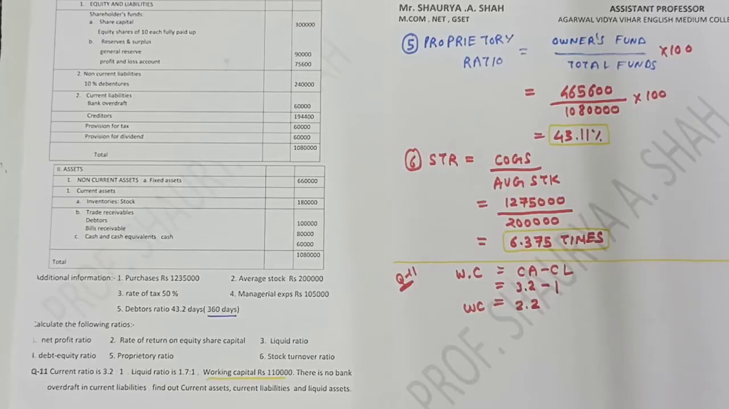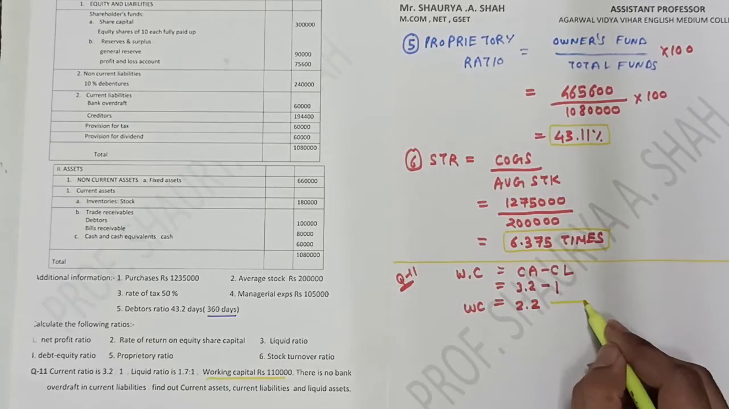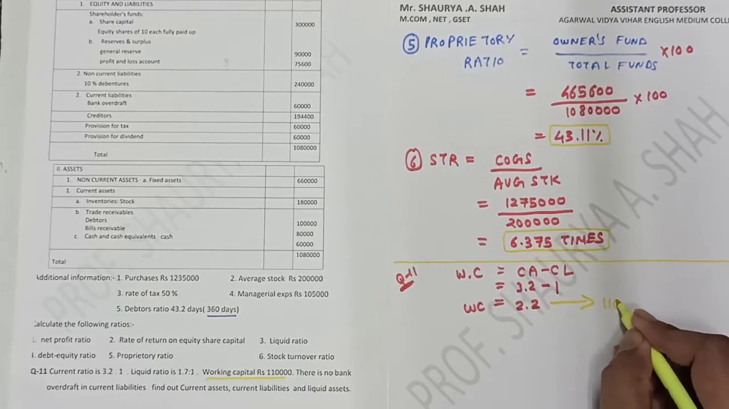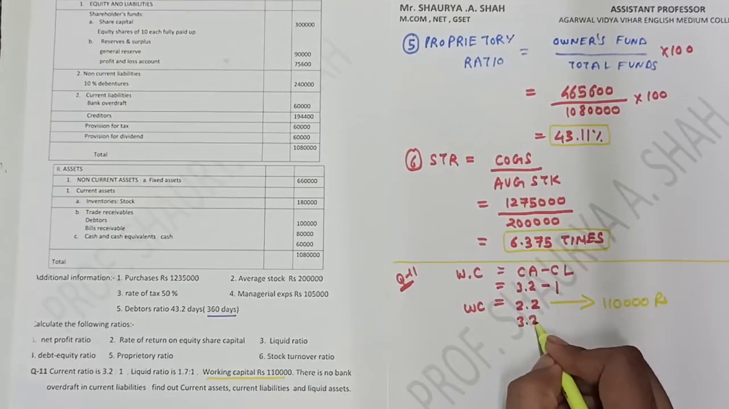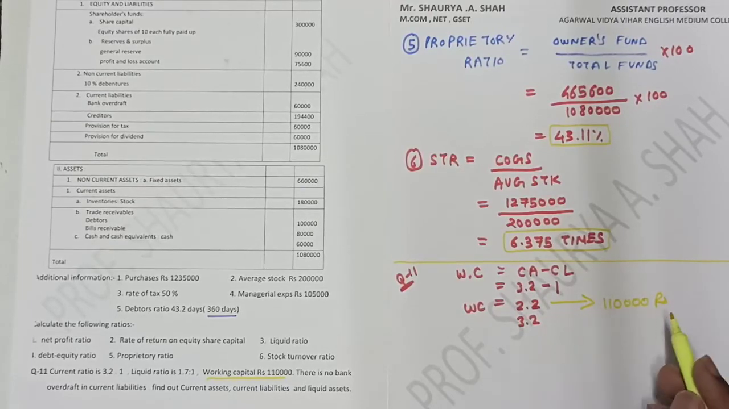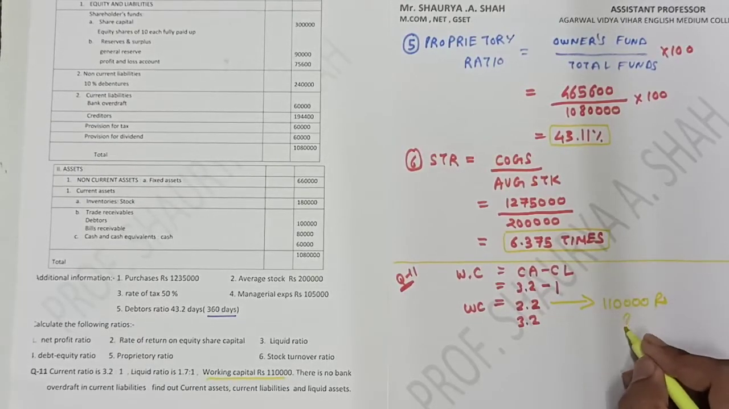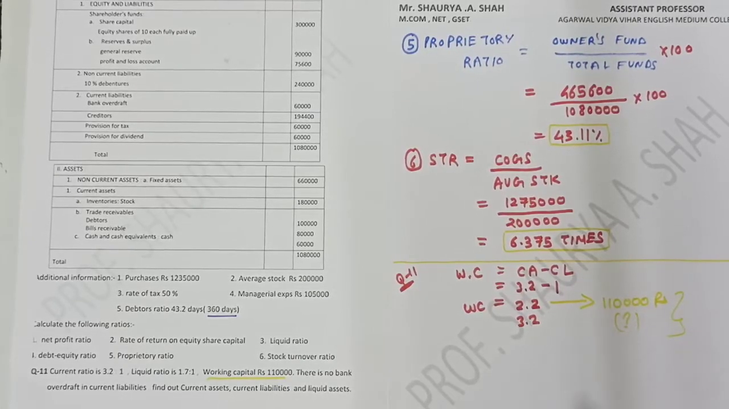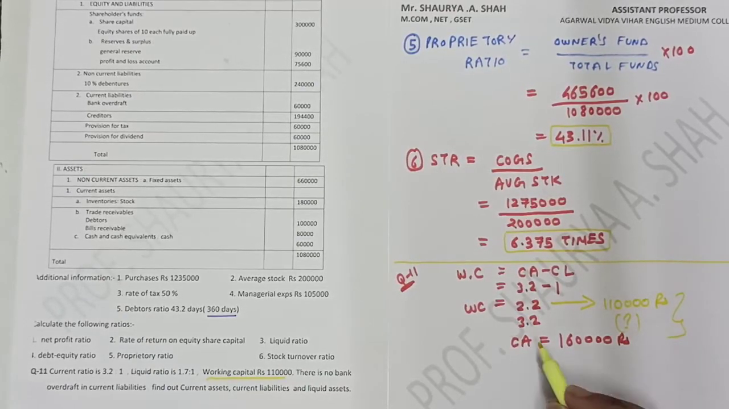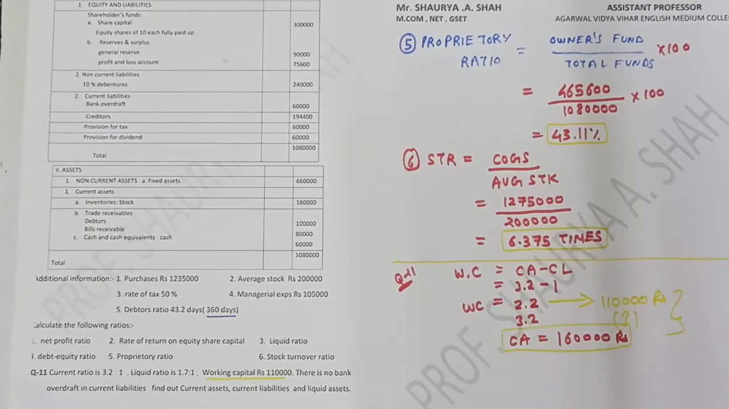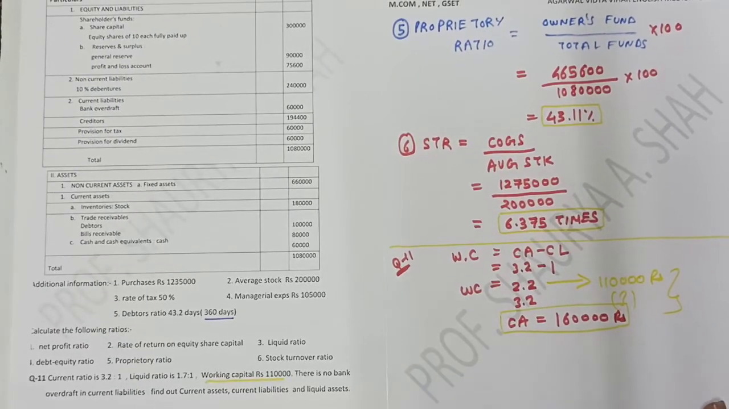Fine. Now working capital, if it is 2.2, I have been given the value of working capital in the sum, that is 1,10,000 rupees. So if my 2.2 is 1,10,000 rupees, what will be my 3.2? You can put up this equation, students, right? When I solve this and cross multiply this, I will get the answer of current assets is equal to 1,60,000 rupees. I suppose it is clear to each and every student.